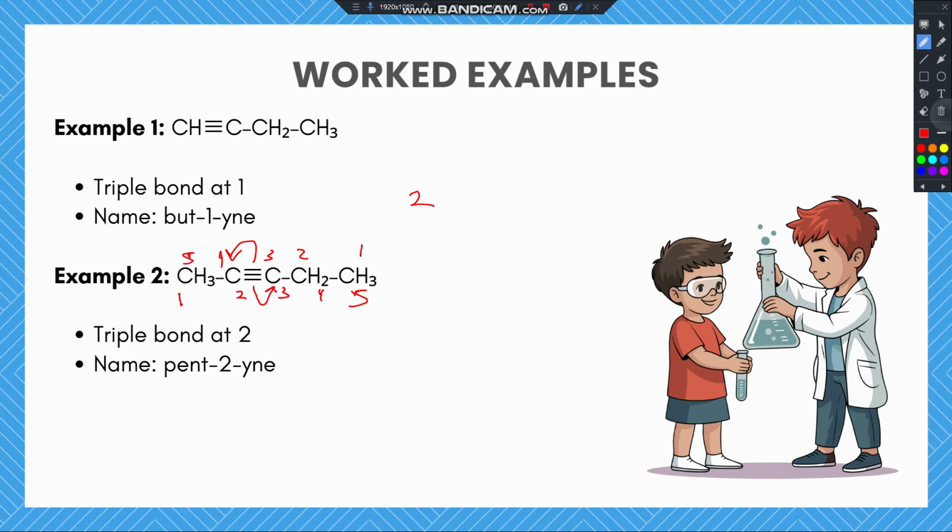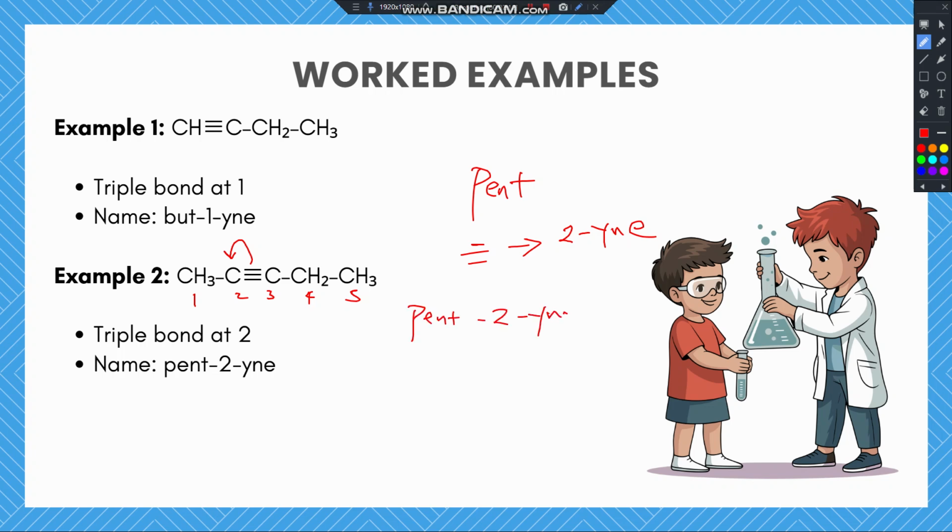So the correct counting direction becomes from the left to the right to place this triple bond on carbon number 2. So therefore we have 1, 2, 3, 4, 5. The parent name becomes pent. And then the triple bond is located on carbon number 2, which gives us 2-yne. So putting everything together, we have pent-2-yne. That's the name of this compound.